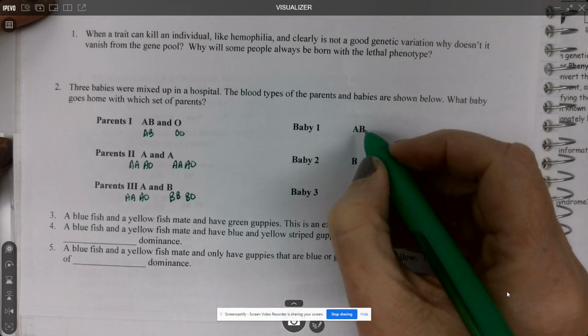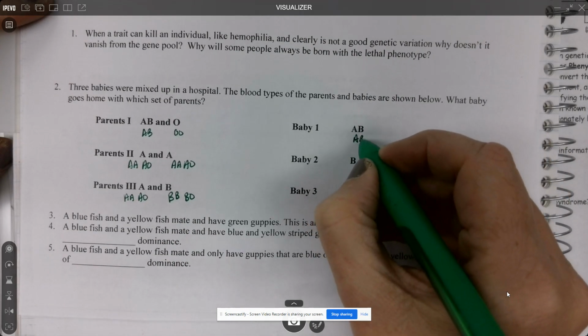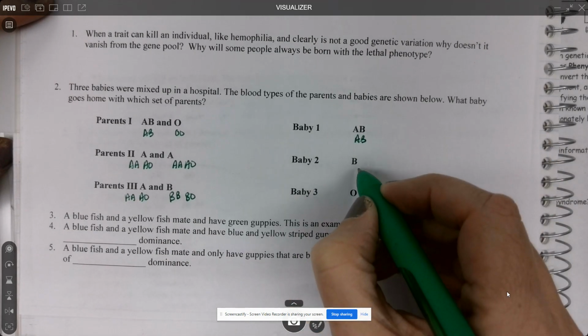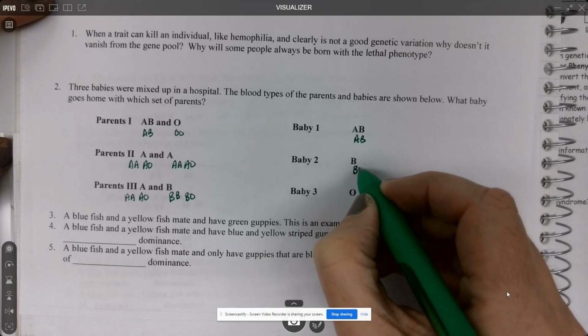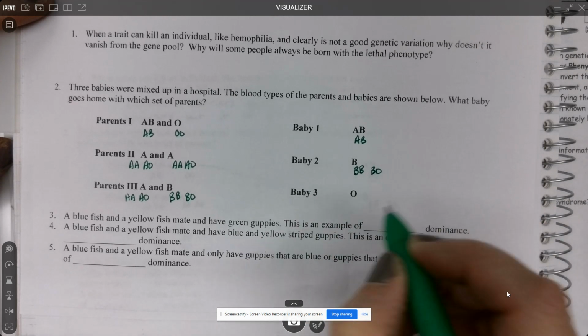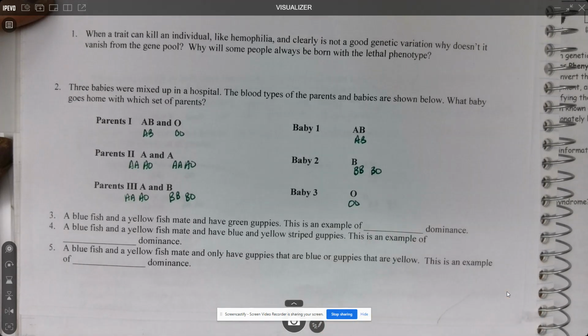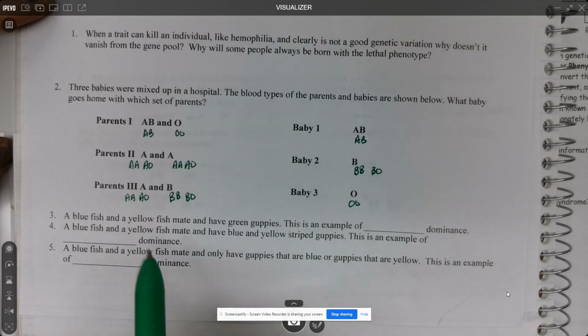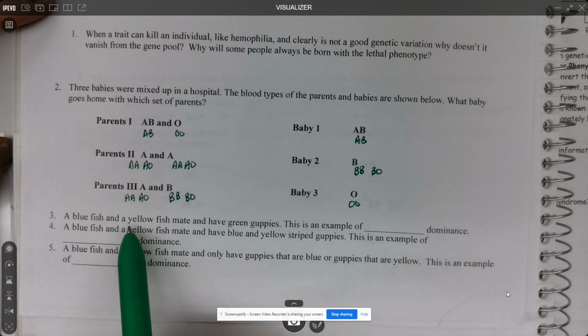However, we've got to do the same thing with the babies. So an AB baby is exactly that. A baby who's got type B blood could be homozygous or heterozygous, and an O baby has just one genotype.